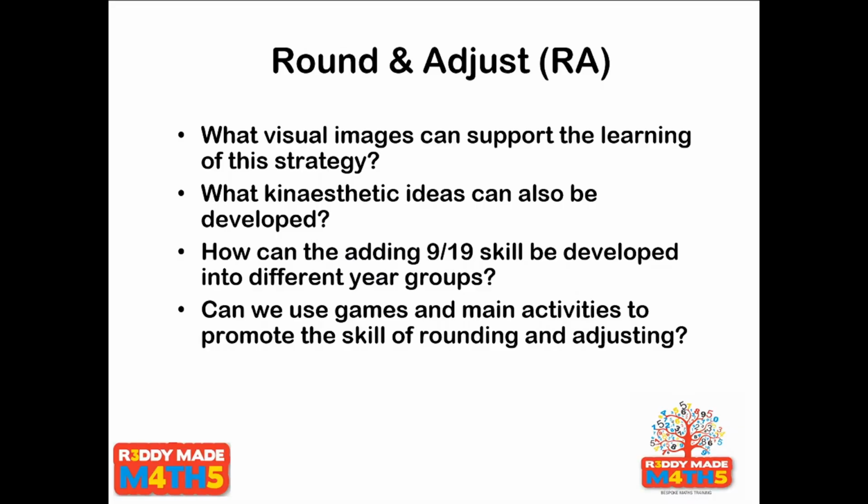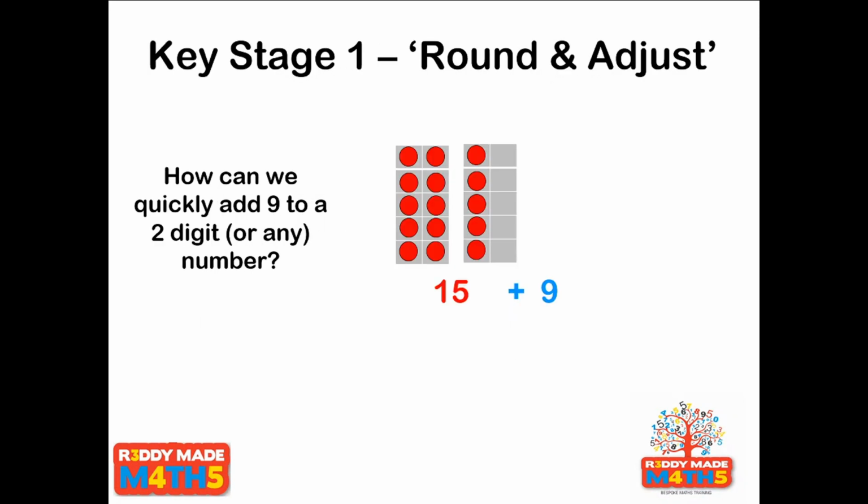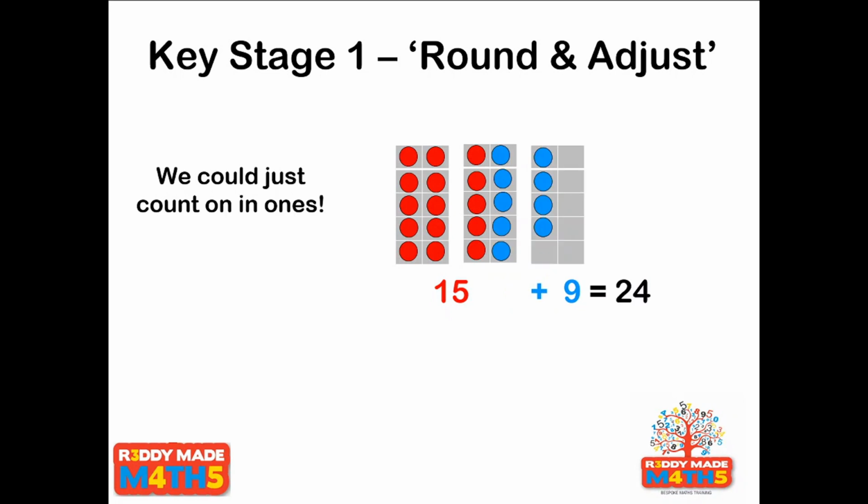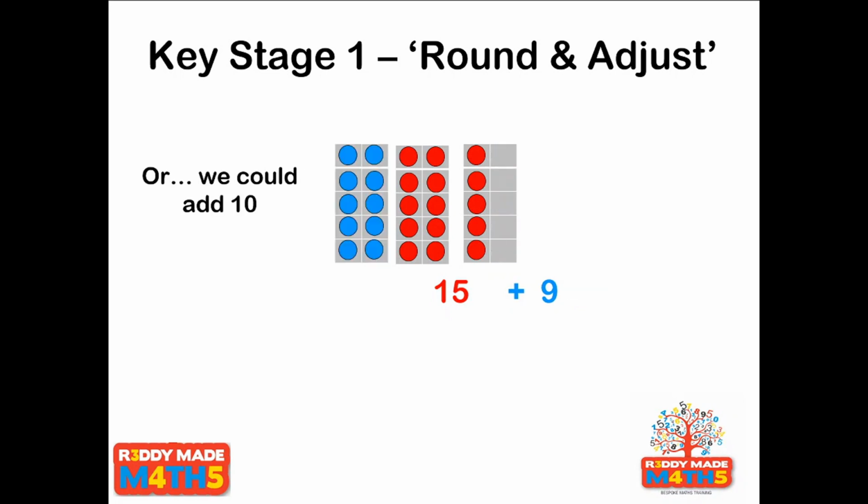As we've just seen, it's really important, wherever possible, to give children a visual image first before they actually start to develop a mental arithmetic strategy. That means they've got the understanding before they start to use the strategy as part of their mental calculation. With rounding and adjusting, we've just seen adding 9 initially with the 10 frame approach. We can see the 15 there, and we can add the 9 by adding 5 and 4 in individual ones, or just add a 10 and subtract a 1 to give us a total of 24.